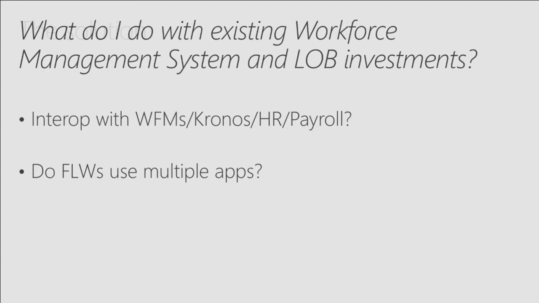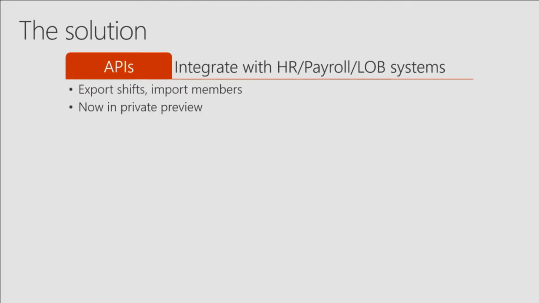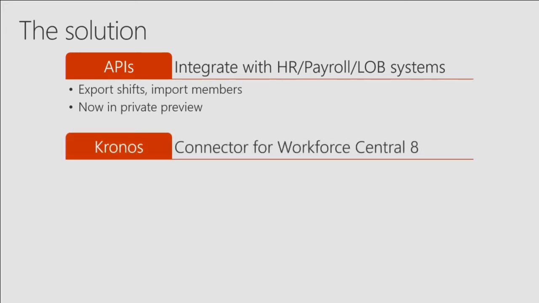For all these questions, here are some of the solutions we have. First of all, we have APIs that we are announcing in private preview at Ignite this week that will let you integrate with your HR, payroll, and line of business systems. The typical questions we've heard are, we already have teams that exist in these systems. Can they be imported into StaffHub? Or if there are shifts that are getting created in StaffHub, can they be exported to my line of business systems? Next, Kronos.